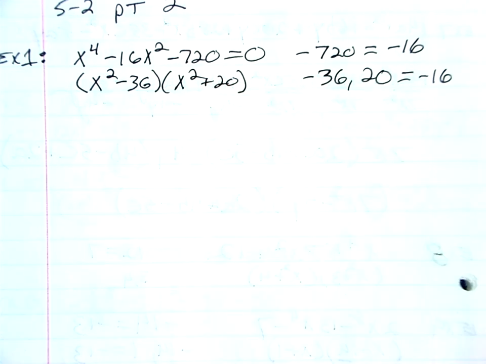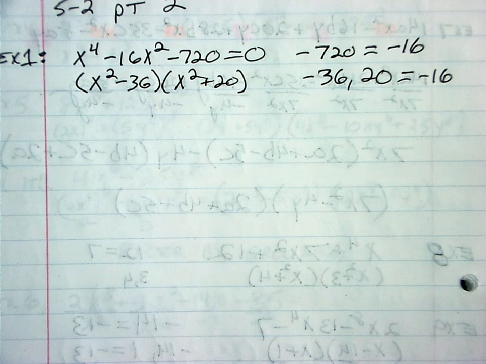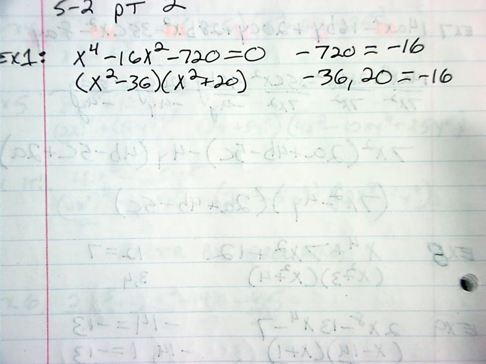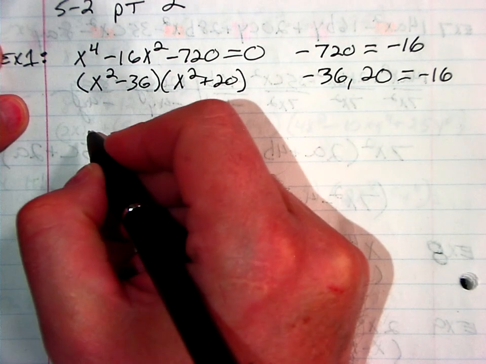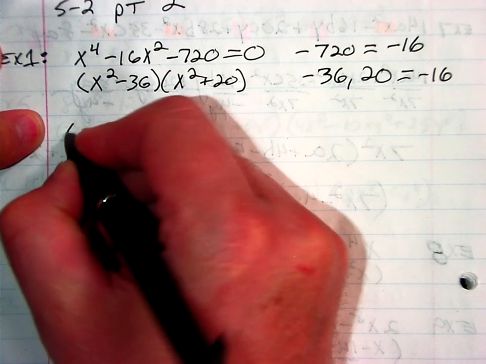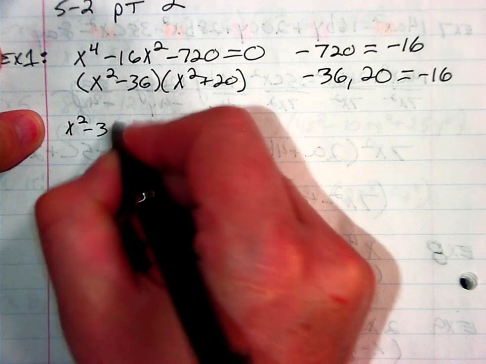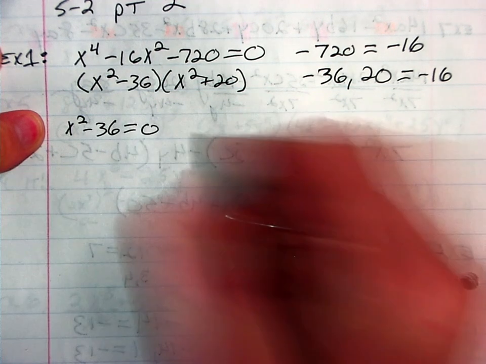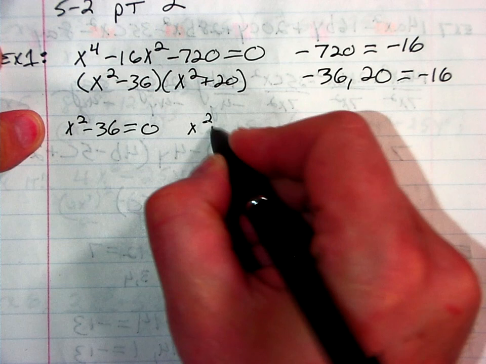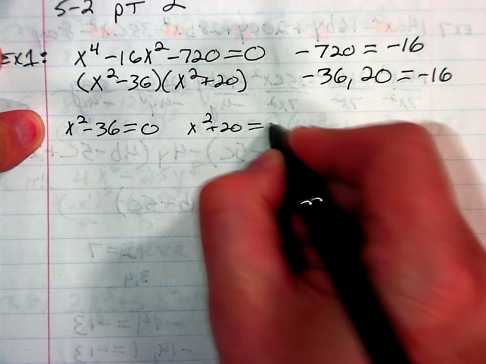We are actually solving for where these cross the x-axis. So the real solutions are where it crosses the x-axis. Imaginary solutions are not. We're going to take each of these and put them equal to 0. X squared minus 36 equals 0. X squared plus 20 equals 0.